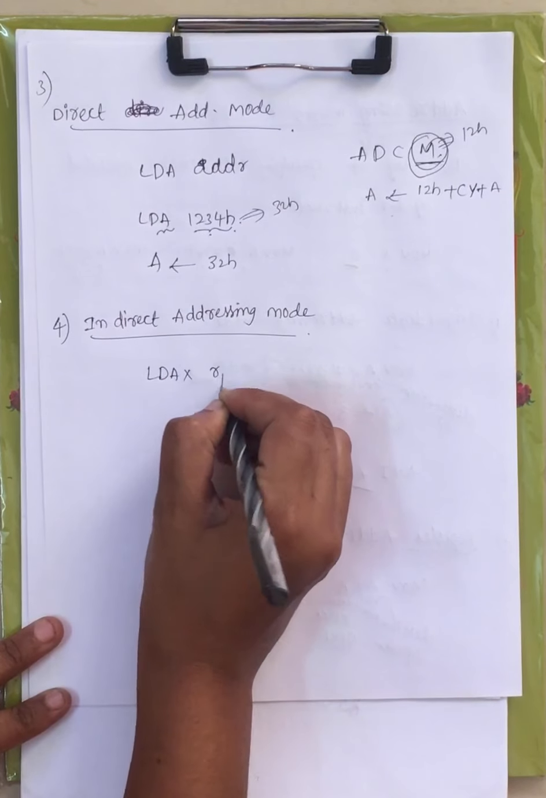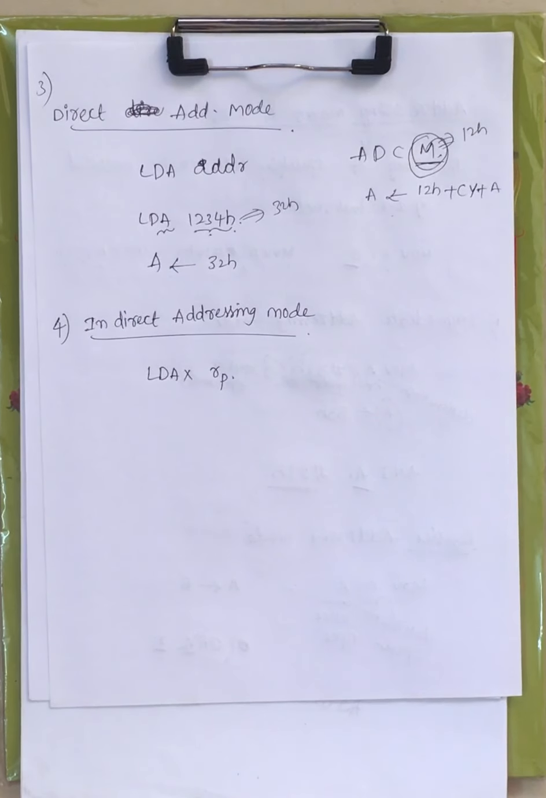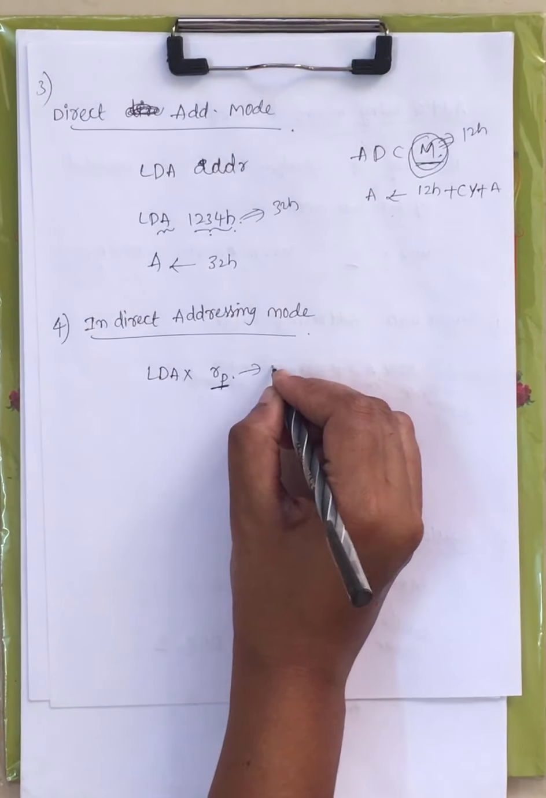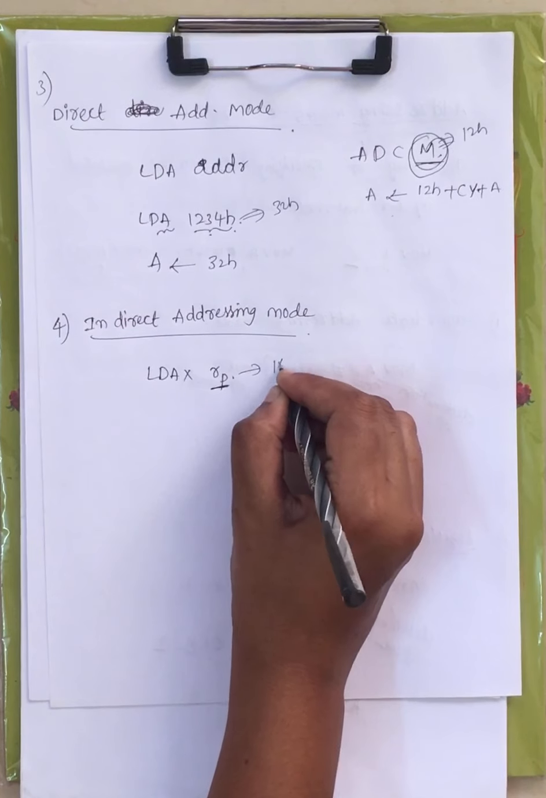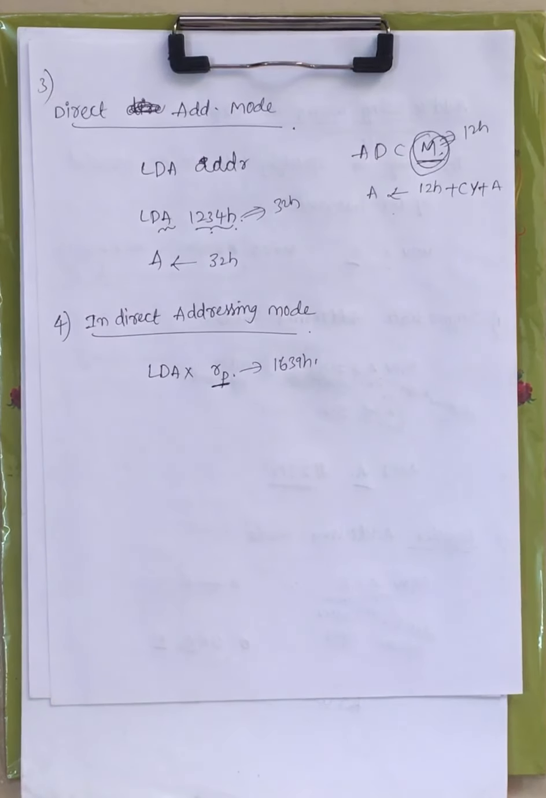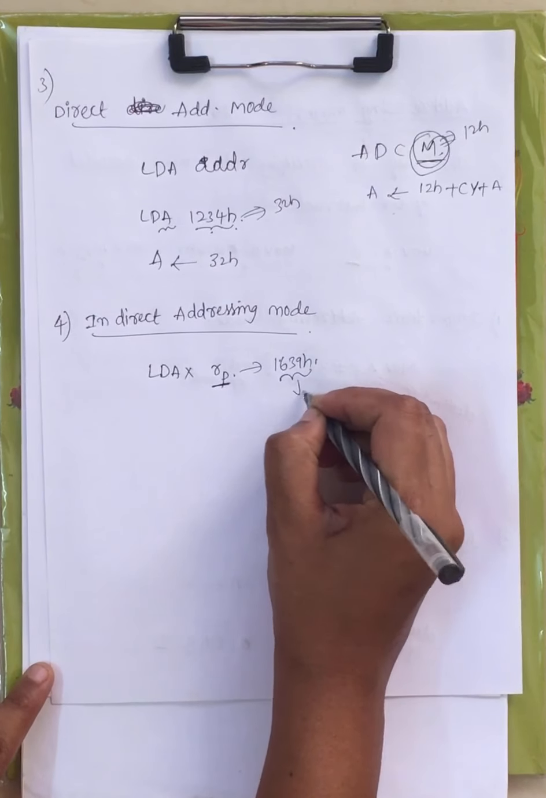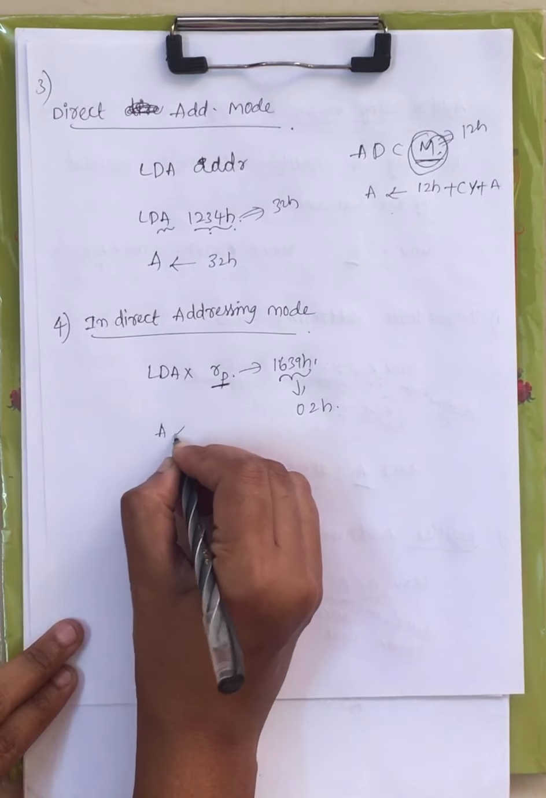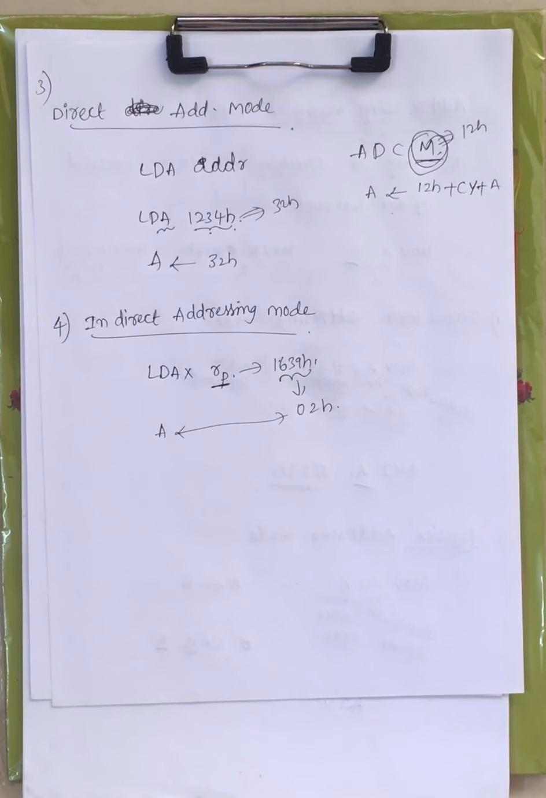LDAX RP. What is RP? Register pair. Now what is the meaning of this instruction? The accumulator is loaded with data as follows. The register pair will point to some memory location, say 1639H, and this memory location will store some data, say 02H. This is loaded to the accumulator. This is the meaning of the instruction I explained under the data transfer group of instructions.